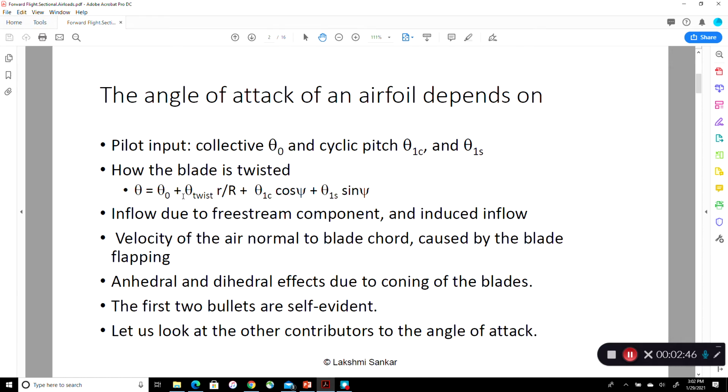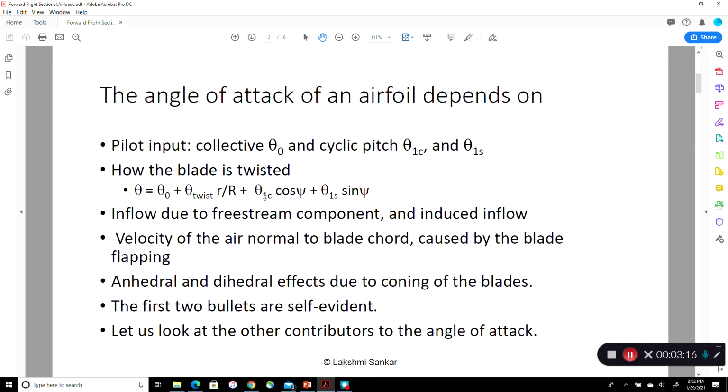The blades may have some geometric twist, so we are assuming it's a linear twist measured from the root. So this is the theta naught. This is the extra amount for the twist. Normally the twist will be negative, so that it goes negative from root to tip. Less and less pitch angle is generated. In this system, theta naught is in radians, theta twist is also in radians. This is the linear variation times r over R.